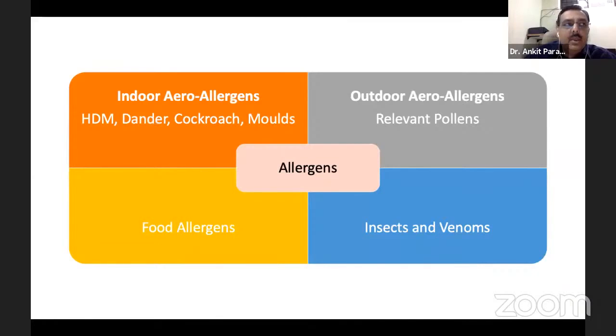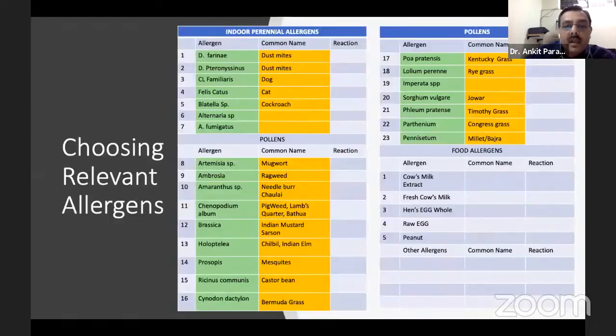So you can test indoor aeroallergens like dust mites, animal dander, cockroach, and molds. You can test outdoor aeroallergens. They're variable throughout the country and throughout the world. Then food allergens, if there are actually any, you can test insects and venoms if you actually need to. We're not saying that they should be tested in patients with asthma, but it's just to complete the SPT part. So this is what we use.